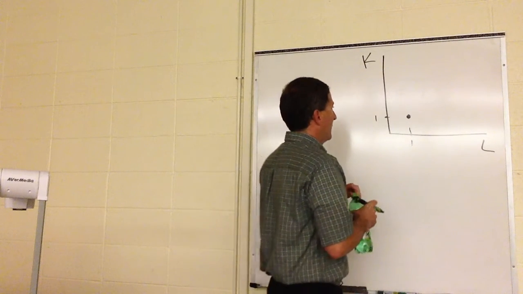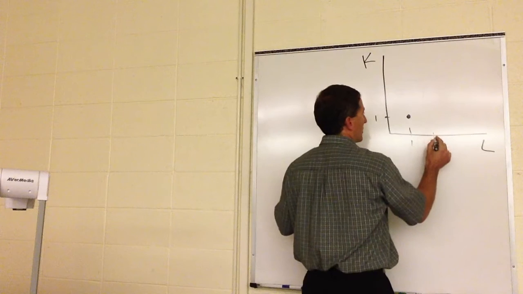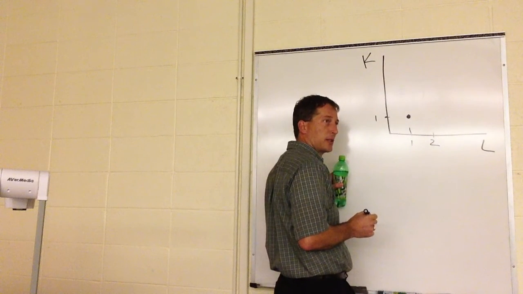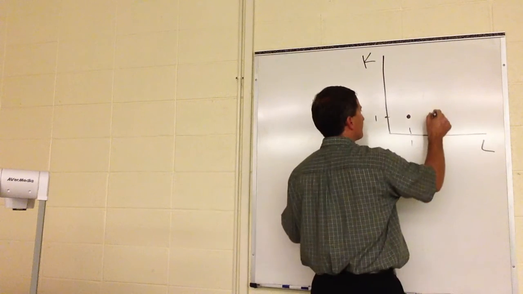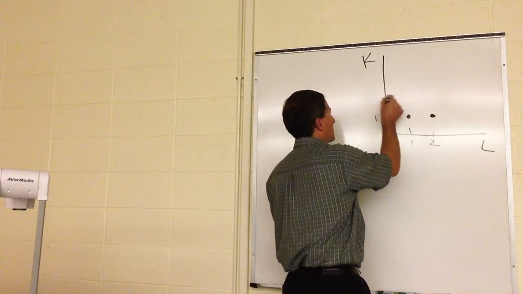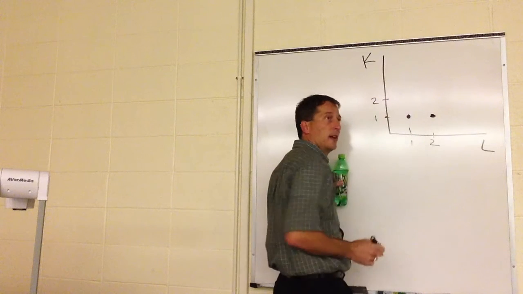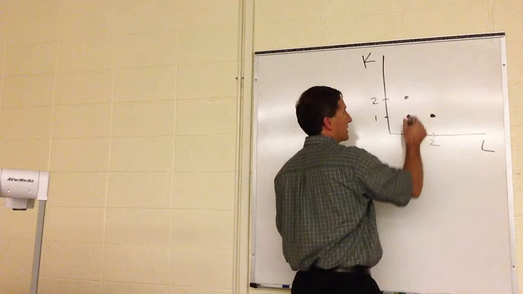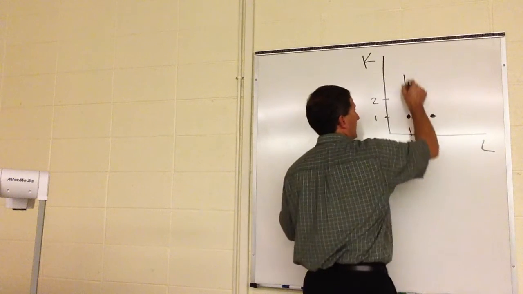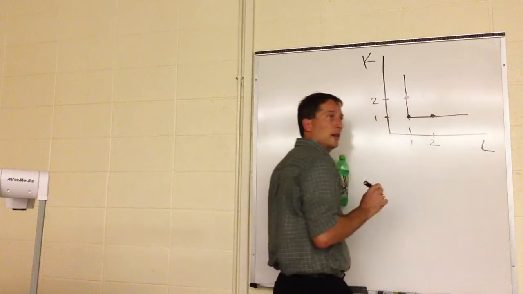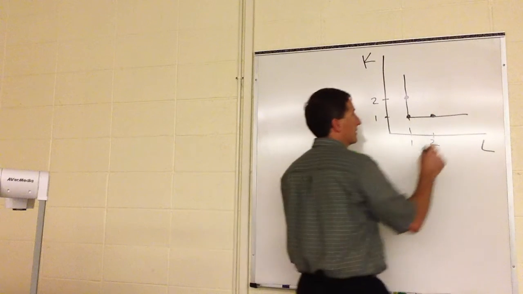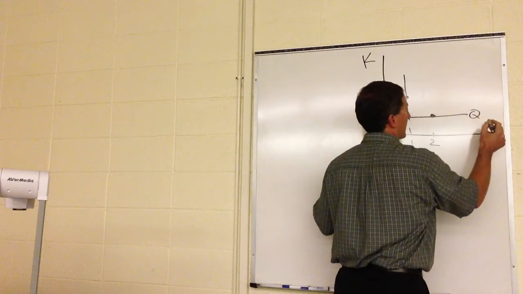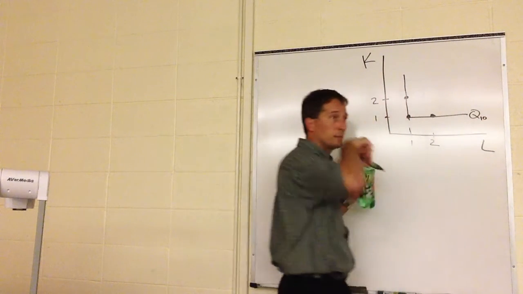And so if I add another person without a shovel, how many more potholes get filled? None. And if I add another shovel without adding another person, how many more get filled? None. So we can start to reason out that we're going to get the perfect complements look to the isoquant. So this was at a quantity of 10.